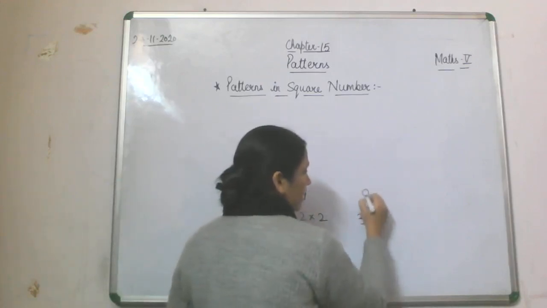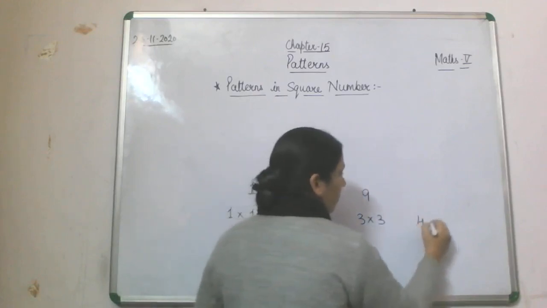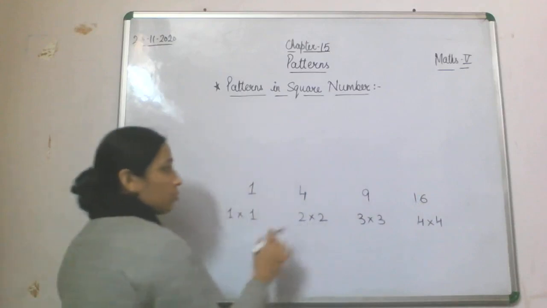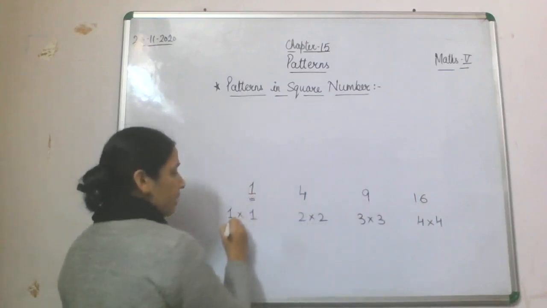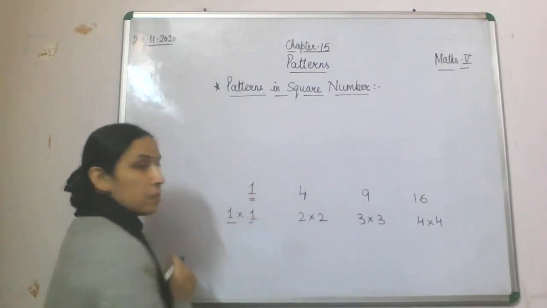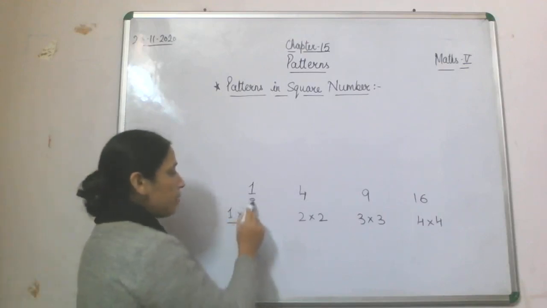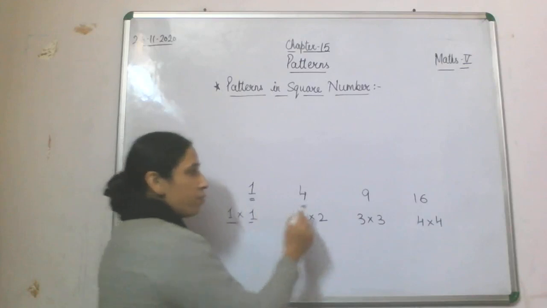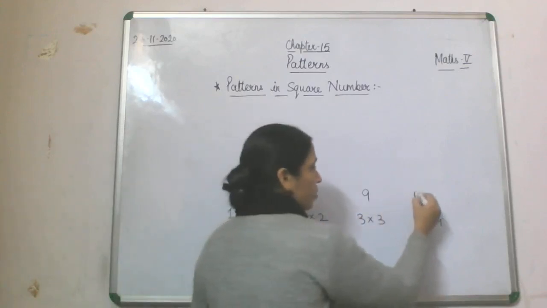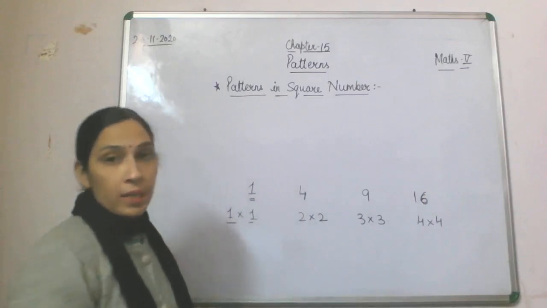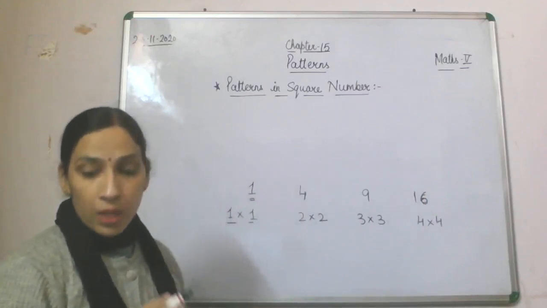4 will be multiplied by 4, I am getting here 16. So that is your square numbers, when the same number is multiplied by the same number. So 1 multiplied by 1 gives 1, then 4, then 9, then 16. So that is your square numbers.